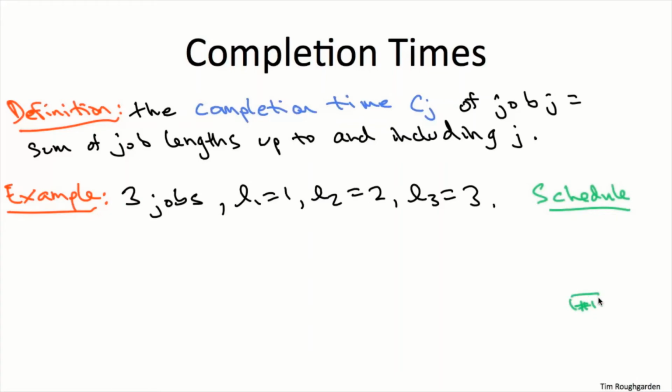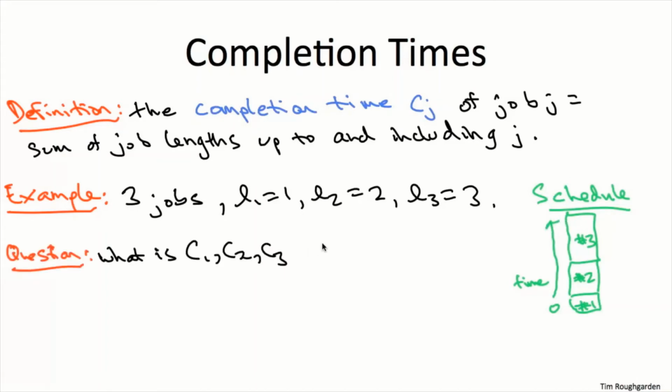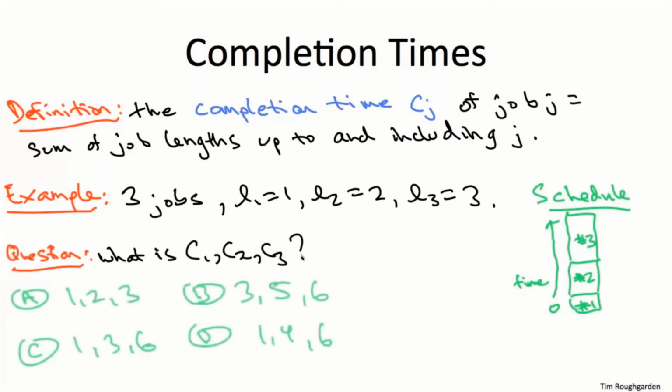So pictorially, I'm going to represent that schedule just by stacking the jobs on top of each other with the interpretation that time starts at the bottom. So time 0 is where we schedule job 1, and then time increases as we go from the bottom to the top of the diagram. And the question then is, what are the completion times of these three jobs?